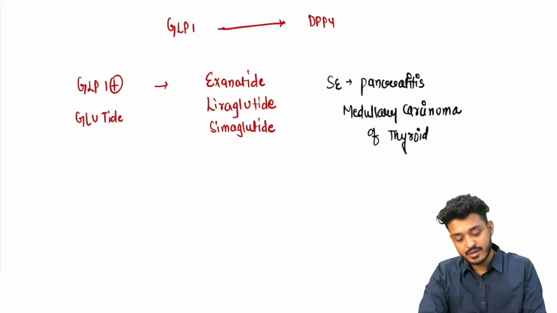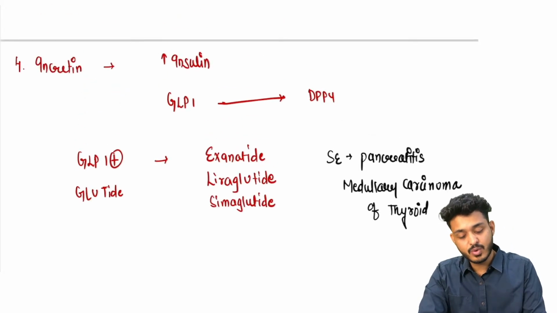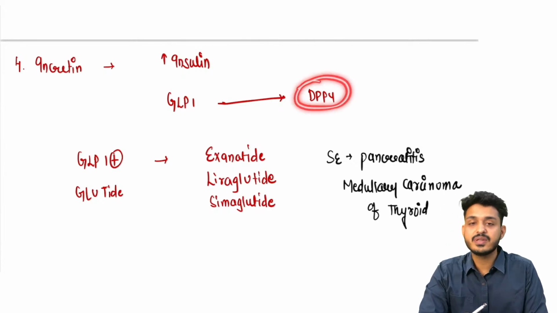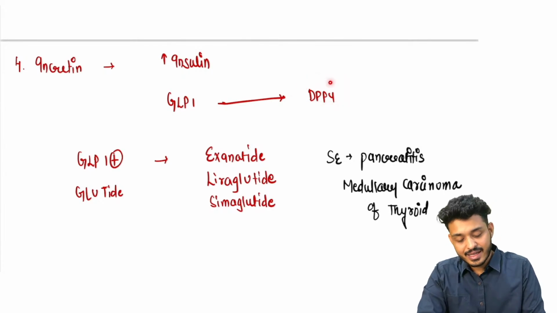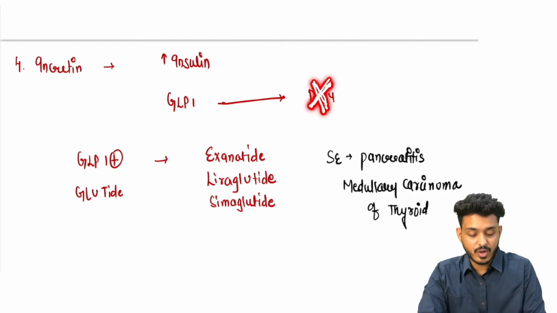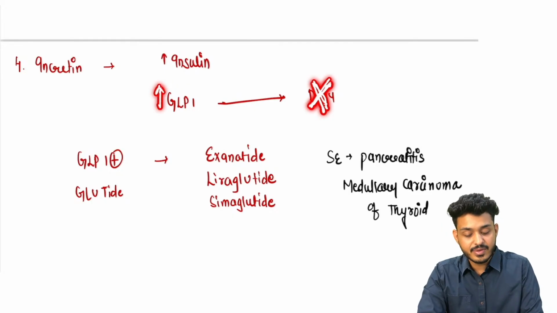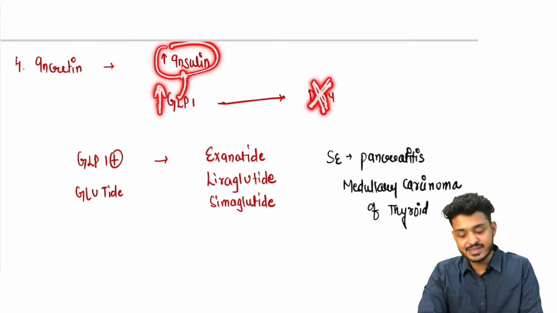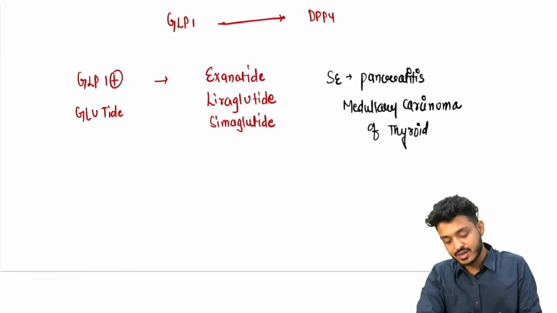Apart from that, this GLP-1 is broken down with the help of the DPP-4 enzyme, right? So can I give a drug which will block this enzyme? What will happen if I block this enzyme? GLP-1 will increase, and if GLP-1 increases, insulin will increase, right? So we can also use drugs which are going to be your DPP-4 inhibitors.